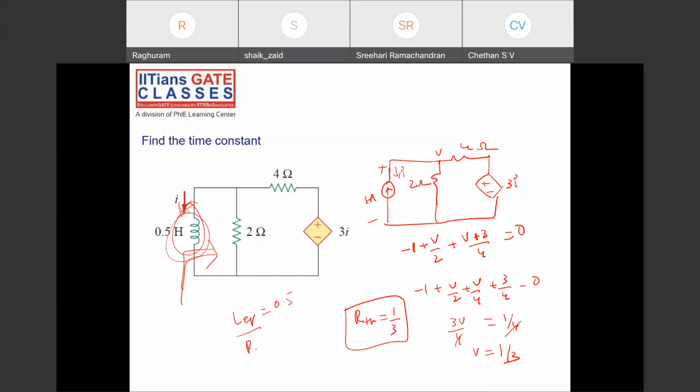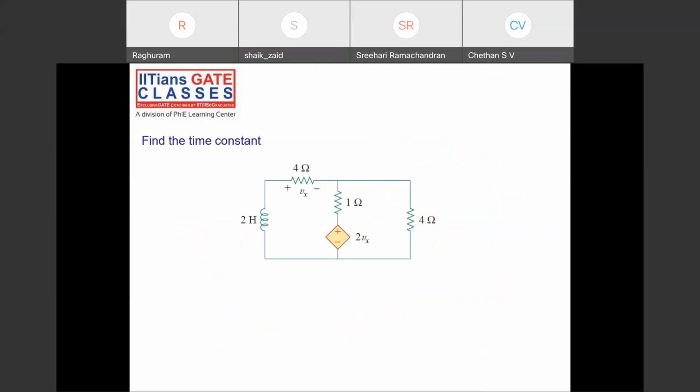L equivalent by R equivalent is tau. Tau is equal to 0.5 by 1 by 3, or 1 by 2 by 1 by 3. 1 by 2 by 1 by 3 is nothing but 3 by 2. Yes, 3 by 2 seconds. If you want, you can try this. Take it as homework and try this.